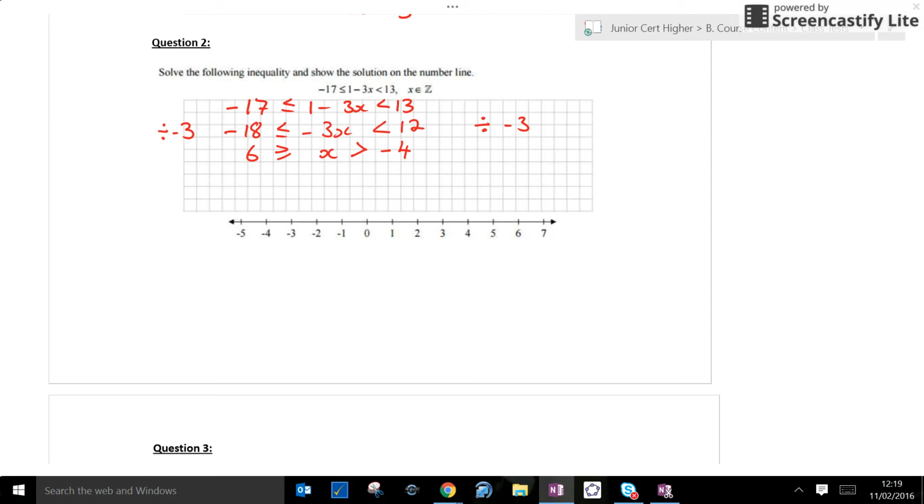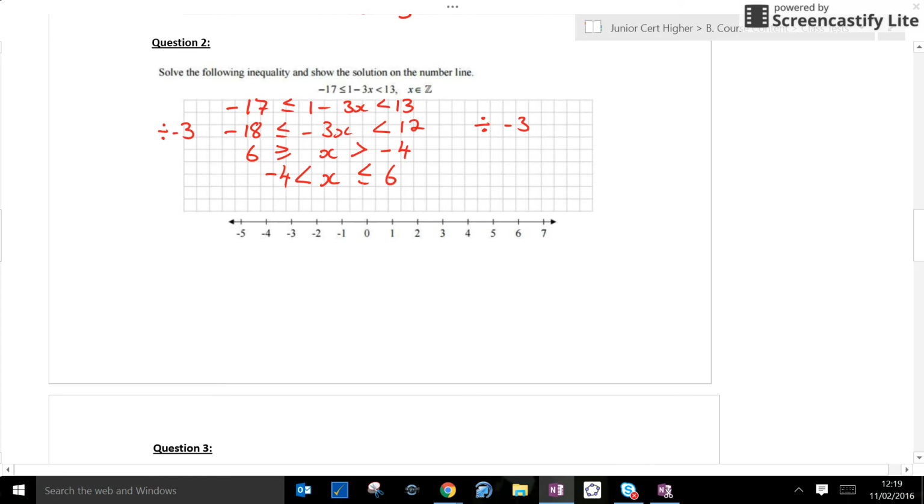Generally, when we write an inequality like this, we have the lower value on the left-hand side and the higher value on the right-hand side. So I'm going to reverse the order here. I'm going to write down my x, and we have x is greater than minus 4, so I'm going to put that here. And it's also less than or equal to 6.